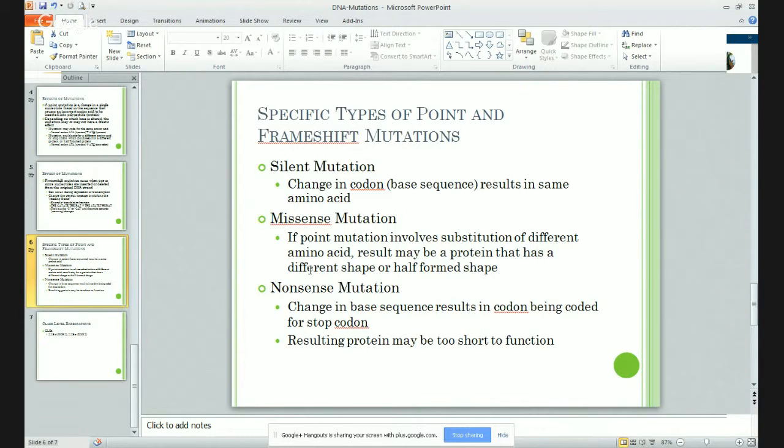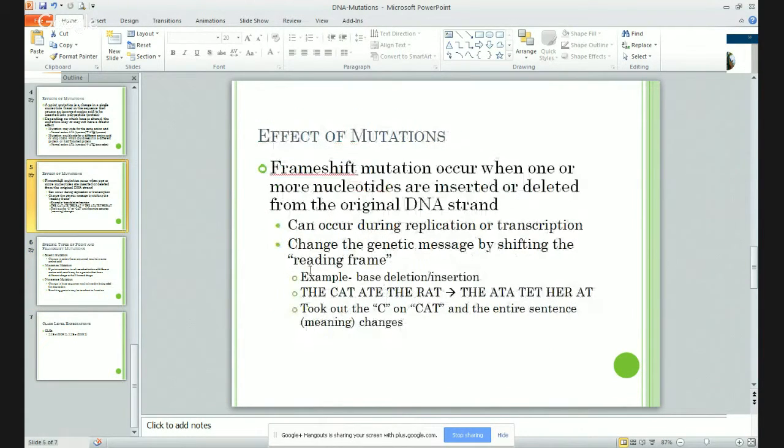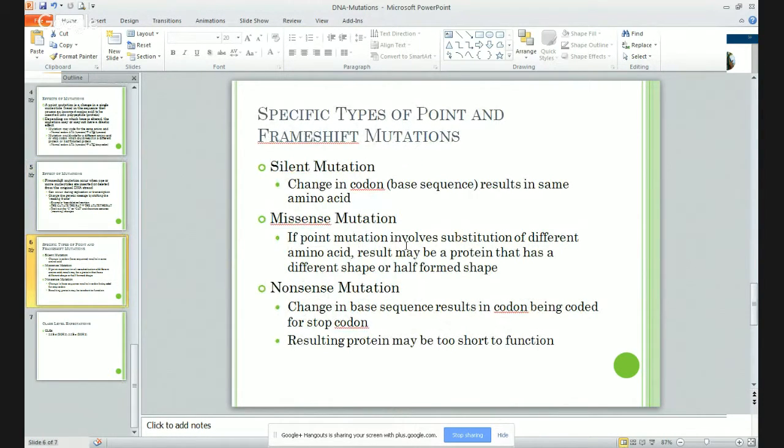On your worksheet, you're going to have a DNA strand, and you'll go through transcription and then translation. Then I'll change a base, and you'll have to translate it again. From that, you'll have to tell me: is it a base deletion? Is it a base insertion? Is it a silent mutation? Is it a missense mutation, or is it a nonsense mutation? You won't really be told whether it's a point or a frameshift mutation right off the bat.